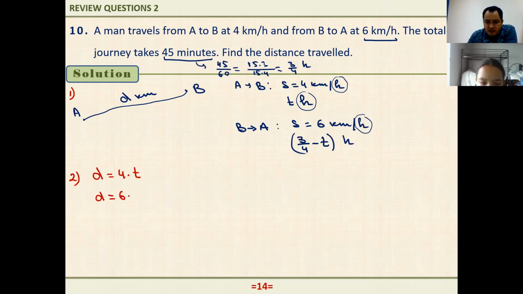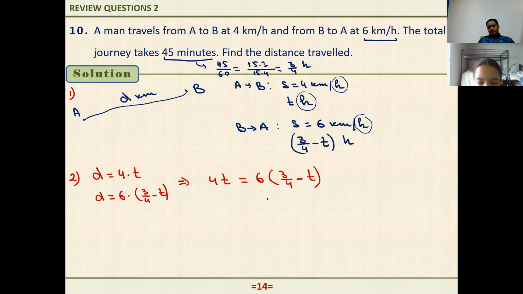And how long did it take? This many hours. So here we have time. Time is 3 over 4 minus T, right? As you see here, left-hand sides are equal. That means that this 4T, also right-hand sides must be equal to each other. From here, that should be equal to 6 times 3 over 4 minus T. Okay then, now we got our equation.